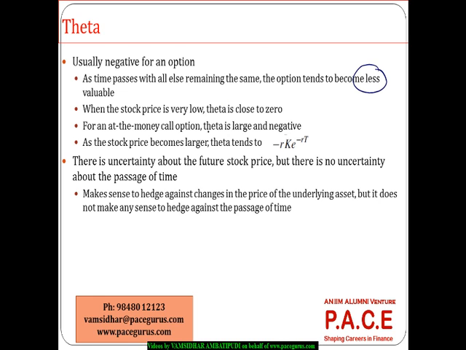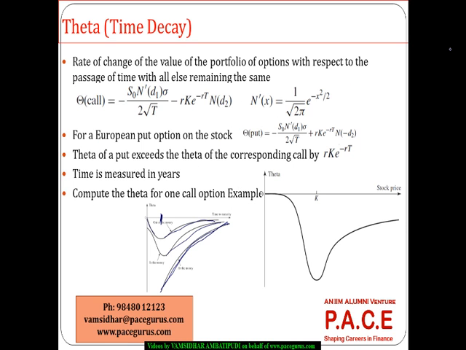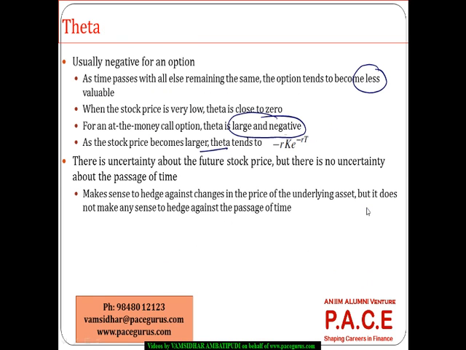So when the stock price is very low, the theta is close to 0. We have already looked at that. For an at the money call, the theta is large and negative. As the stock price becomes larger and larger, the theta is narrowing down to nothing but minus R K e power minus RT. That is where the theta is finally tending to.